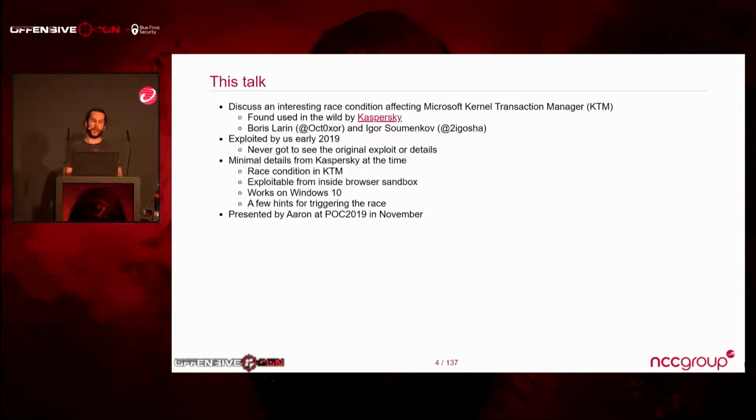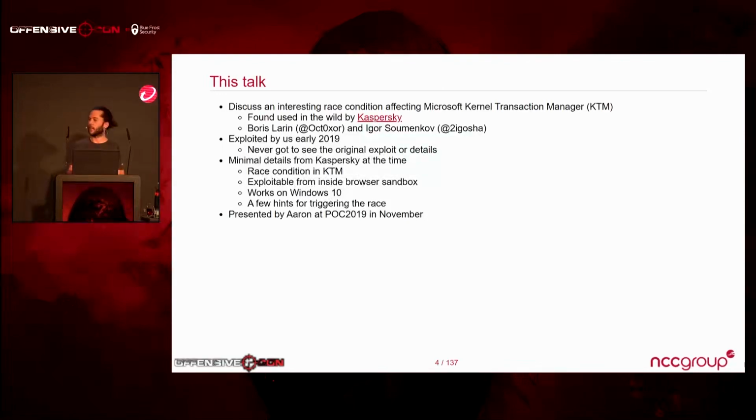It actually was found by Kaspersky and Boris, who presented the research on Blu-ray earlier today, and Igor. They found it exploited in the wild, and they published a blog post about roughly how they found it, and at least some explanation about the bug. It was exploited in the wild at the end of 2018, and we were interested in this vulnerability, and we started researching into it in early 2019, so a few months after.